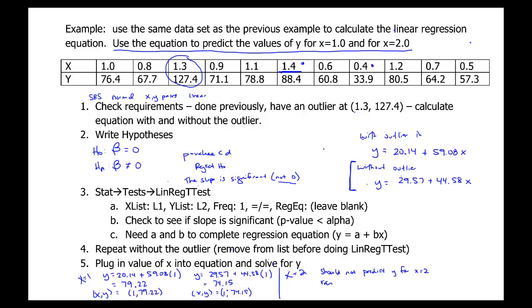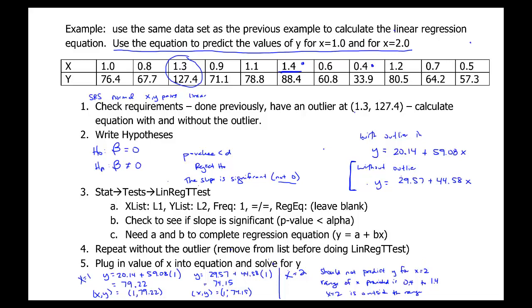The range of x provided is from 0.4 to 1.4, and x equals 2 is outside the range. So we shouldn't use it to predict y because it's outside. We don't know what's going to happen to the line after it gets too much past 1.4. So remember, it could end up starting to go down, or it could go up in some kind of log pattern. We really don't know. So we're just going to not make any predictions if it's past the values of x that are provided.